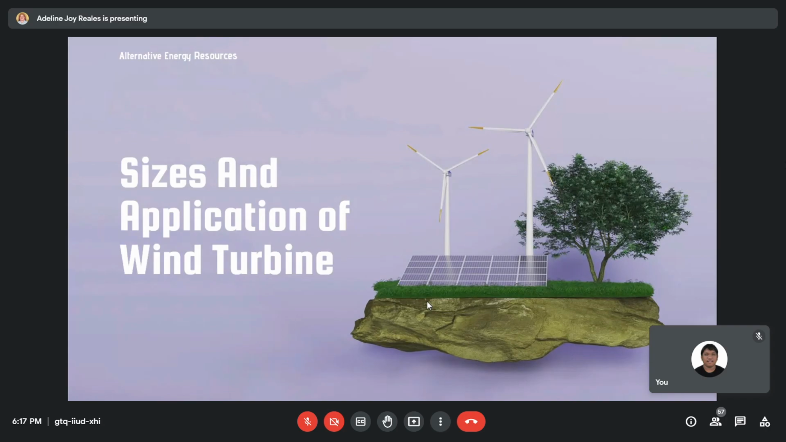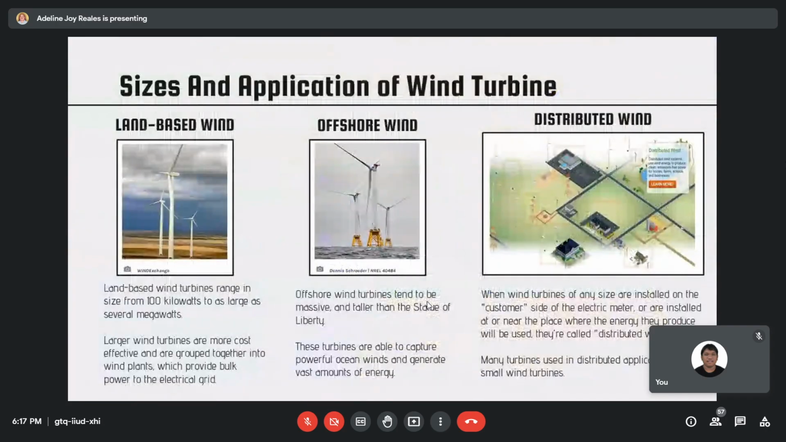Sizes and application of wind turbines. First, we have the land-based wind, which ranges in size from 100 kilowatts to as large as several megawatts. Larger wind turbines are most cost-effective and are grouped together into wind plants, which provide bulk power to the electrical grid. Next is the offshore wind. The offshore wind turbine tends to be massive and taller than the Statue of Liberty. These turbines are able to capture powerful ocean winds and generate vast amounts of energy.